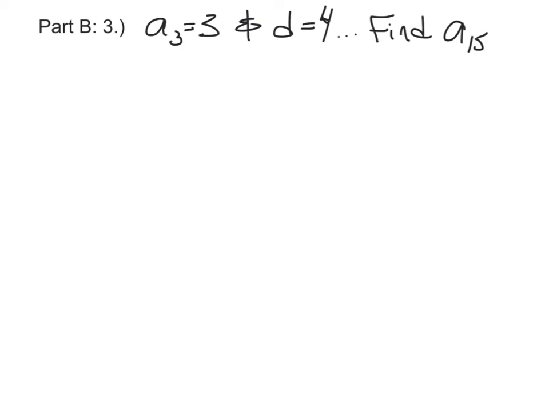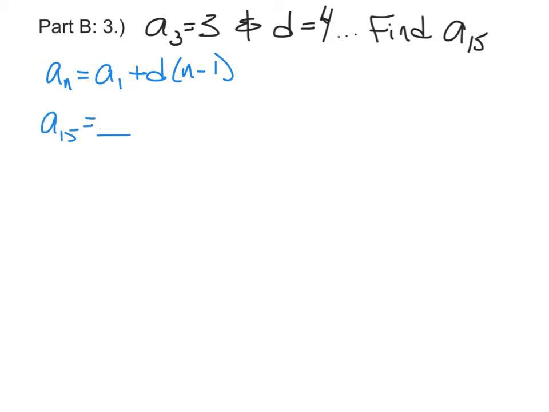In problem 3, we know that the third term is 3 and the common difference is 4, and we're asked to find out what is the 15th term. And so we're going to think about our nth term. a sub n is equal to a1 plus common difference times n minus 1.